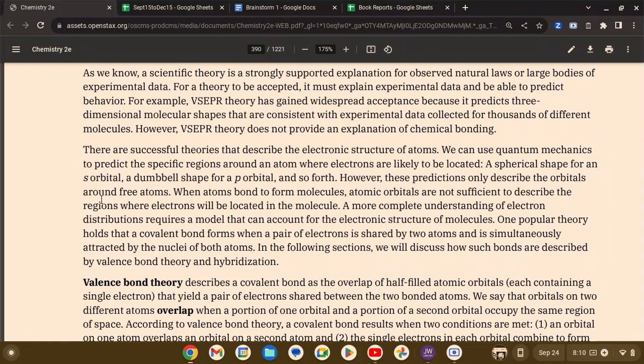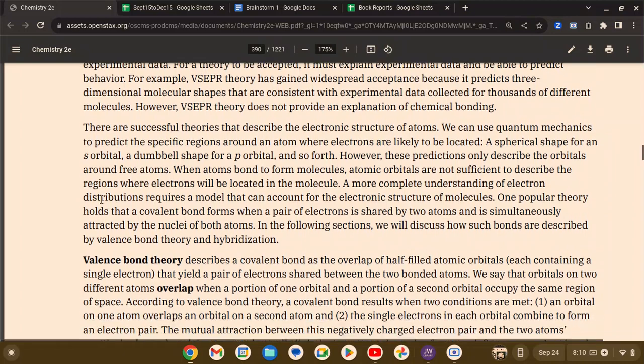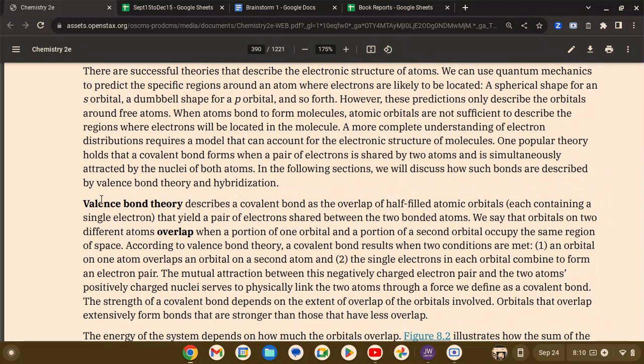However, VSEPR theory does not provide an explanation of chemical bonding. There are successful theories that describe the electronic structure of atoms. We can use quantum mechanics to predict the specific regions around an atom where electrons are likely to be located, a spherical shape for an s orbital, a dumbbell shape for a p orbital, and so forth. However, these predictions only describe the orbitals around free atoms. When atoms bond to form molecules, atomic orbitals are not sufficient to describe the regions where electrons will be located in the molecule. A more complete understanding of electron distributions requires a model that can account for the electronic structure of molecules.